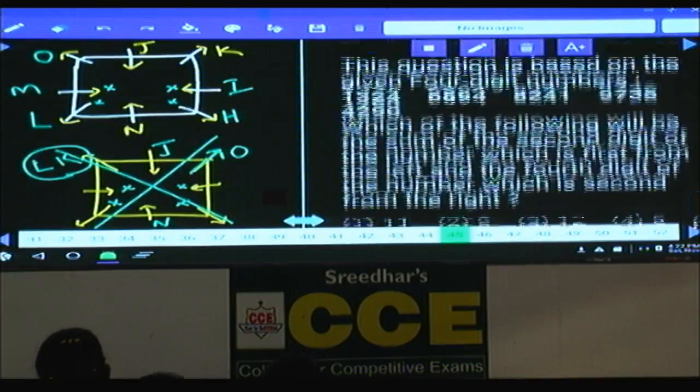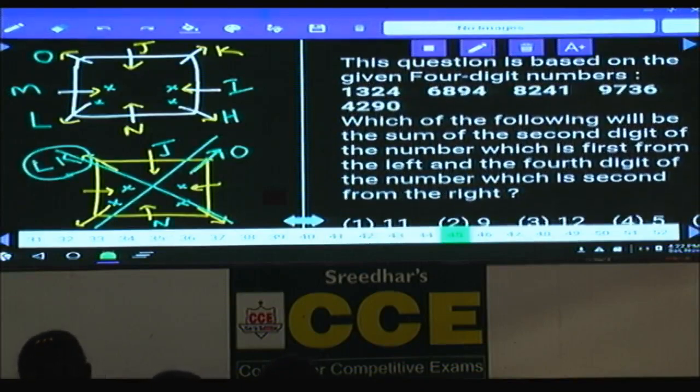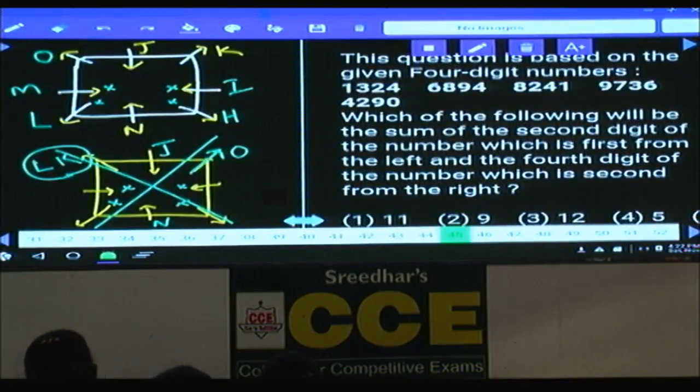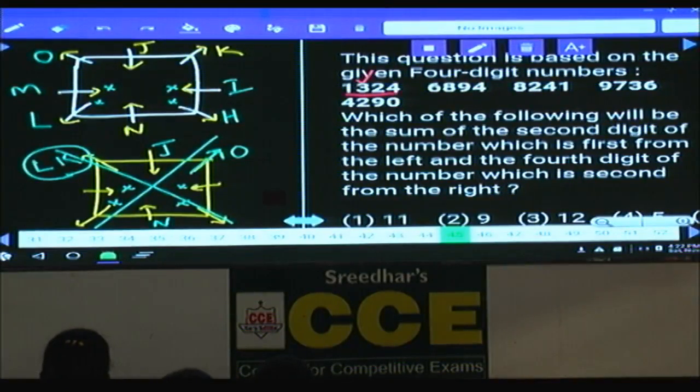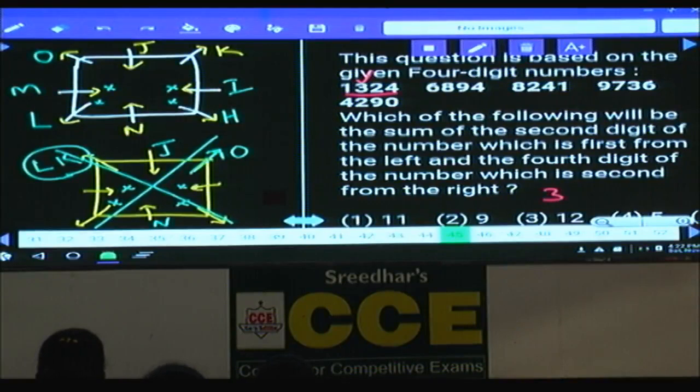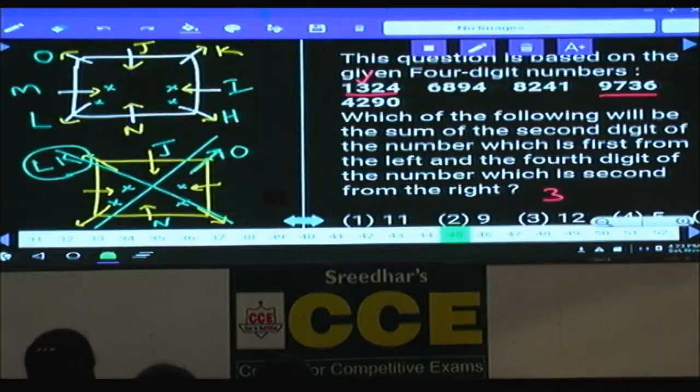Now this 45 is a single question based on a set of numbers. Which of the following will be the sum of the second digit of the number which is first from the left, first from the left being 1, 3, 2, 4. Now in this one, the second digit is what? 3. And the fourth digit of the number which is second from the right. Second from the right is 9, 7, 3, 6. And the fourth digit is 3. Now 3 plus 6 is 9, that is choice 2.